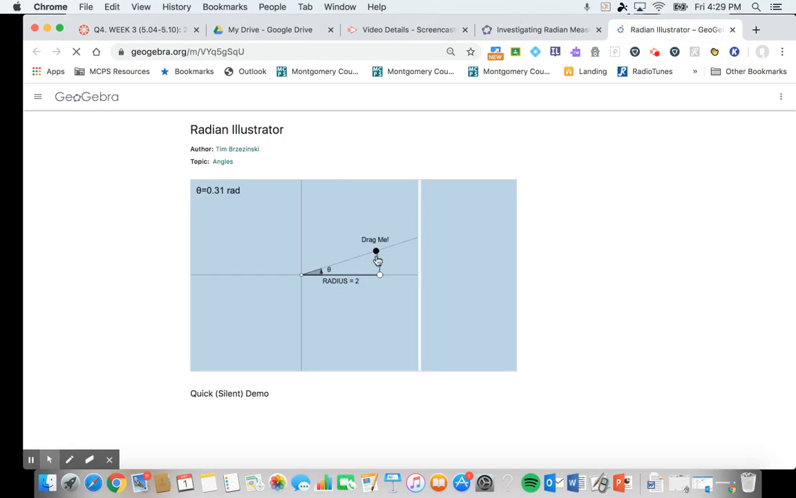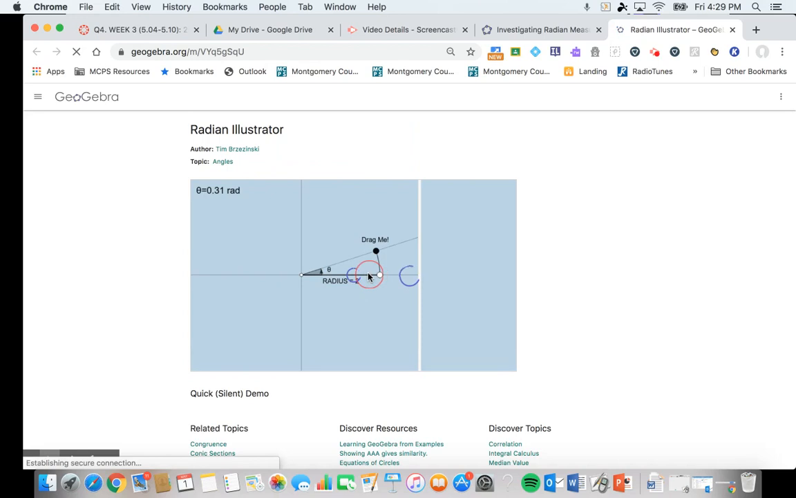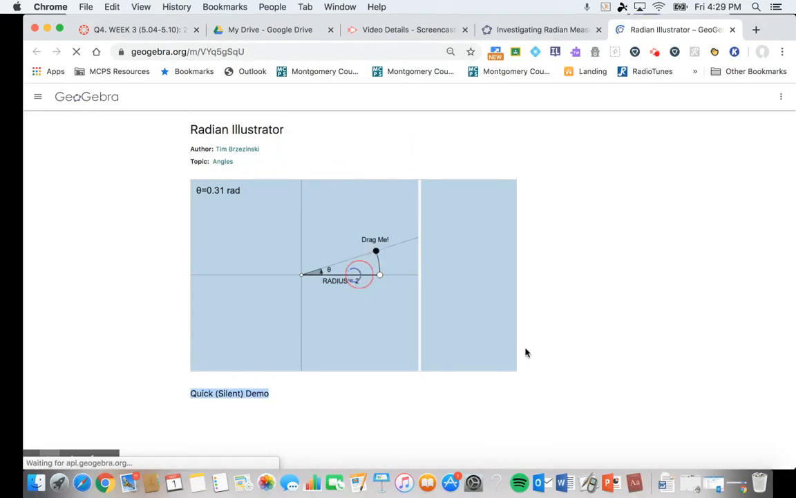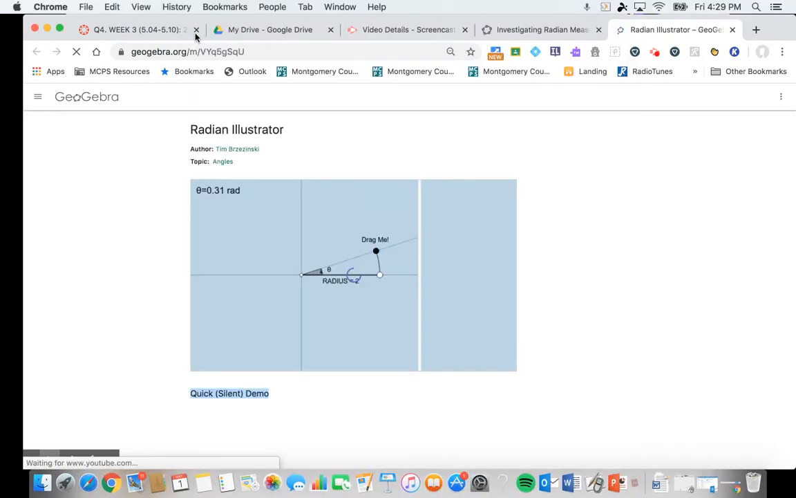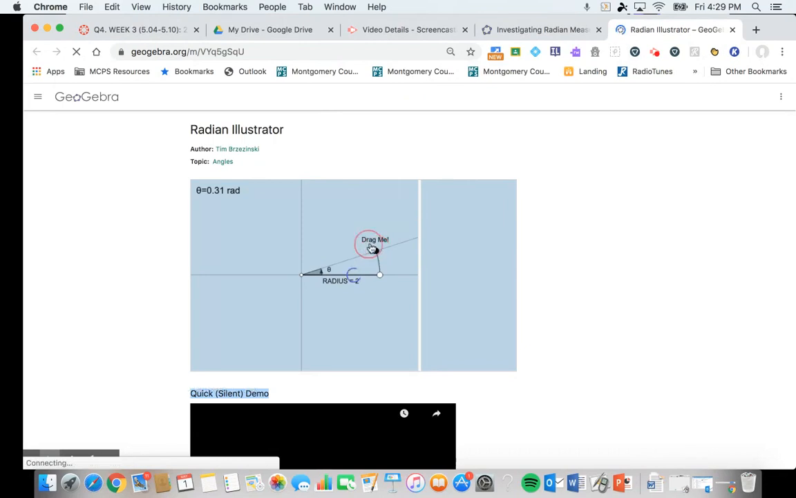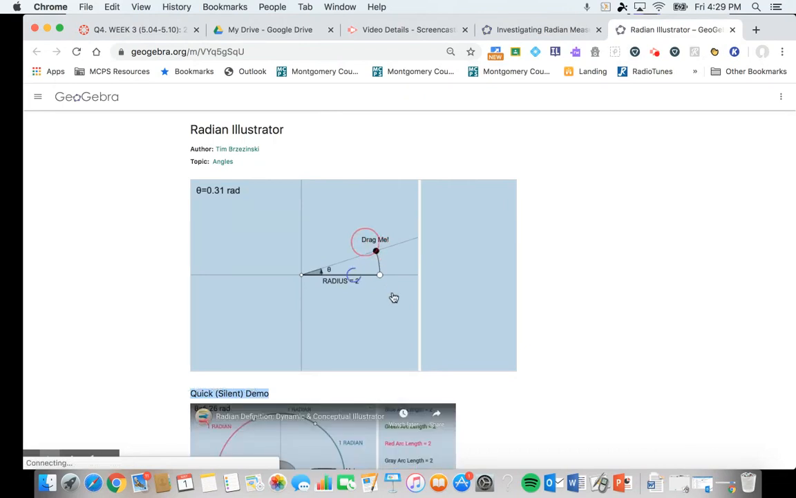So I thought this was kind of nice to see too, and I can show that. So here I have a radius of 2. It's a little slow. We'll give it a moment.